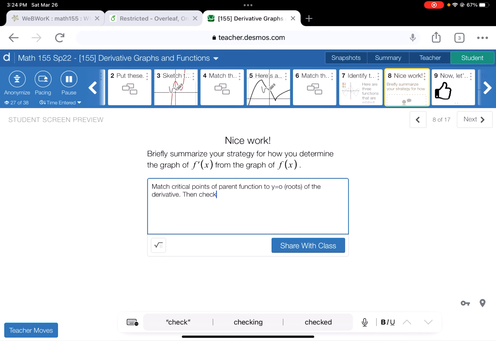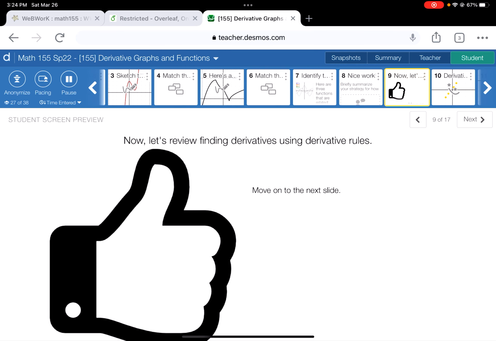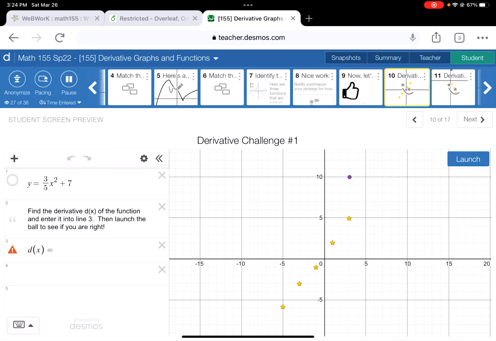Then you want to check if an original function is increasing, check that increasing is paired with f prime being positive, right? And similarly, decreasing being paired with f prime being negative. And you just do that and iterate it. All right, so now we just have some derivative rules.